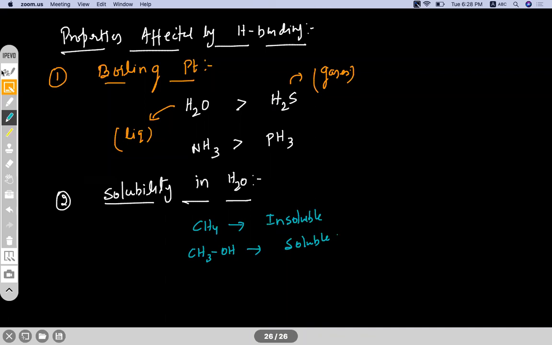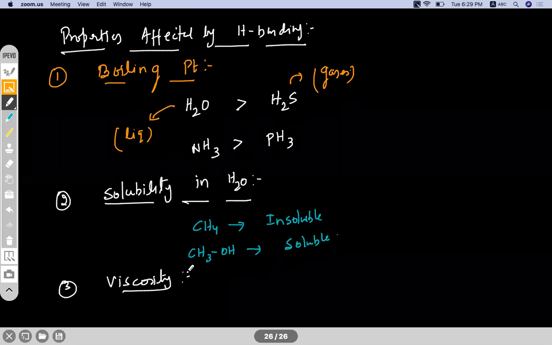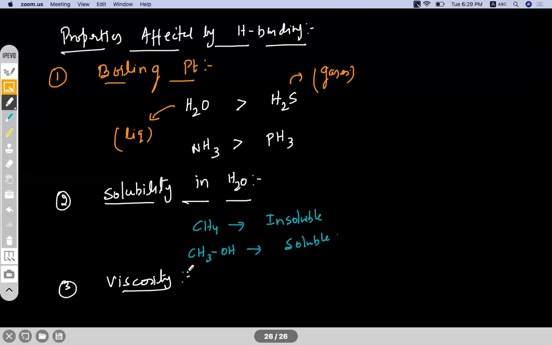Okay, third and the last point here is viscosity. Due to hydrogen bonding, viscosity increases.